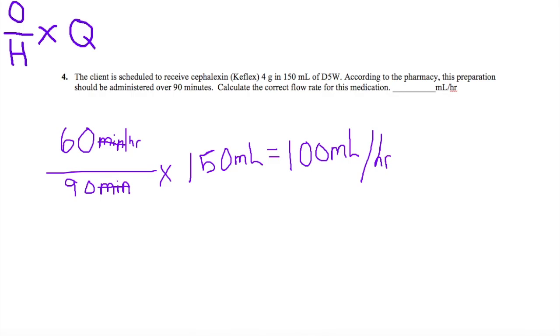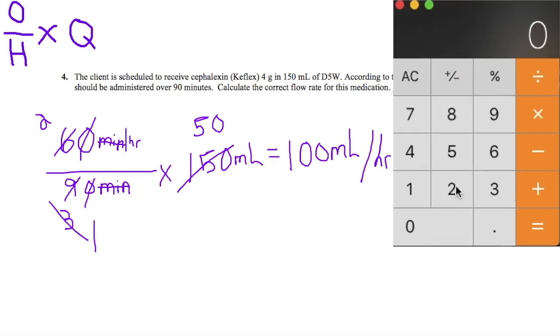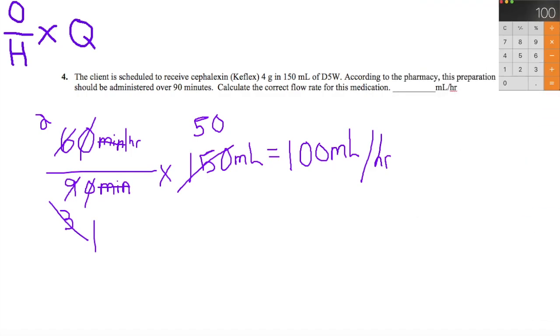Just to show you what reducing down would look like for this problem, our zeros cancel out. 6 and 9 are both factors of 3. 3 goes into 6 2 times. 3 goes into 9 3 times. And then 3 goes into 150 50 times. So we end up with 2 times 50 divided by 1. Again, we get the same answer, just less numbers to deal with when we're punching it into the calculator.